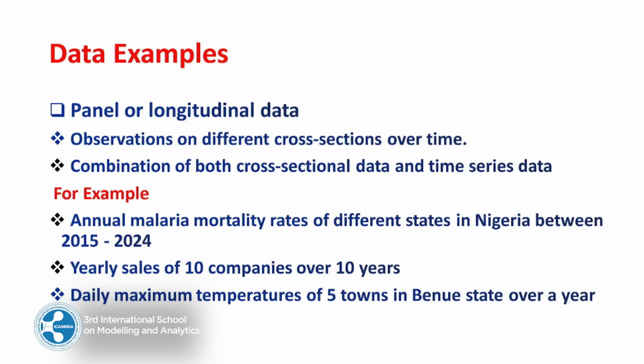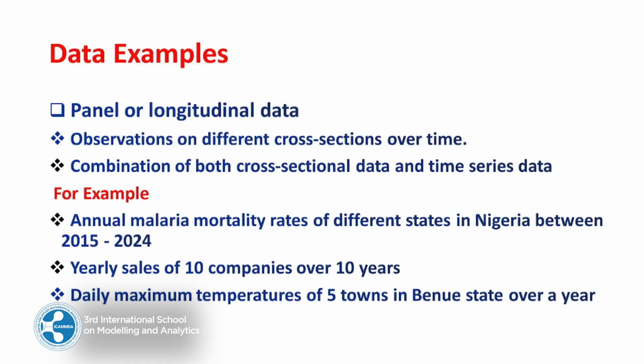Cross-sectional because it is in different states in Nigeria. The time series because it has to do with time, a wide range of time, between 2015 and 2024. Thank you very much. Next example: yearly sales of 10 companies over 10 years.